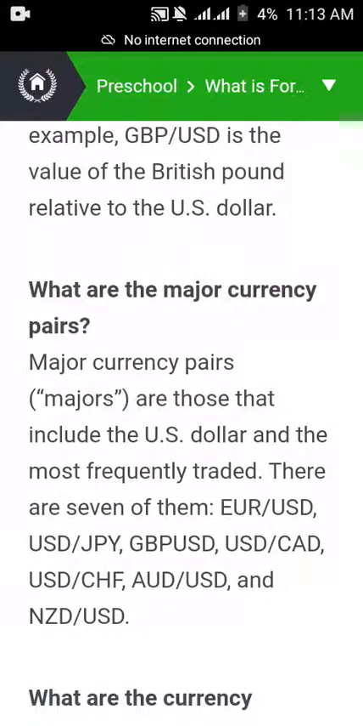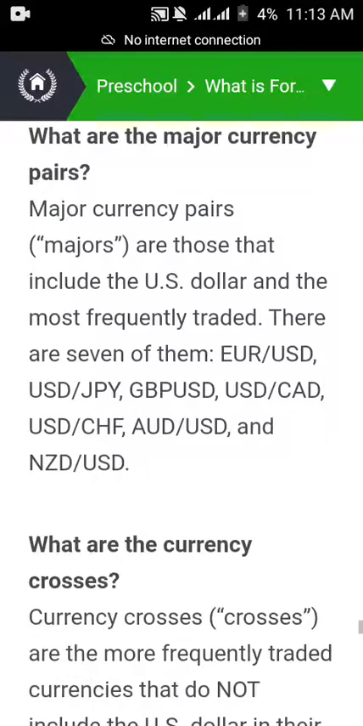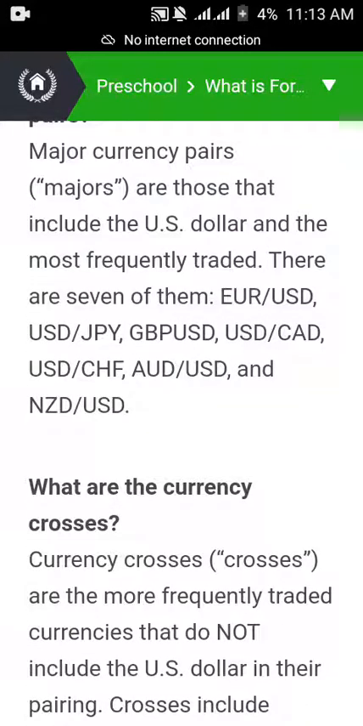What are the major currency pairs? Major currency pairs are those that include the US dollar and are the most frequently traded. There are seven of them. We have EUR/USD, USD/JPY, GBP/USD, USD/CAD, USD/CHF, AUD/USD, and NZD/USD.